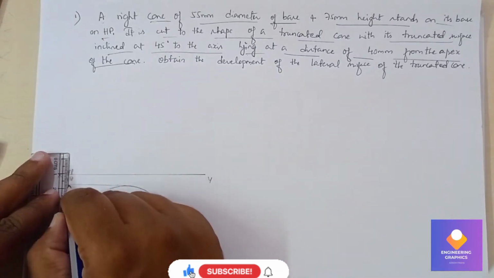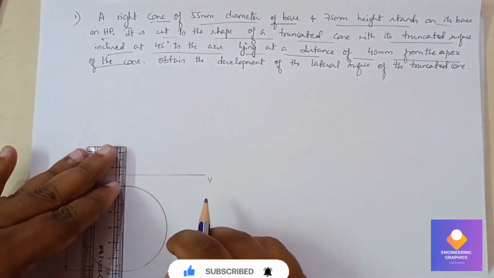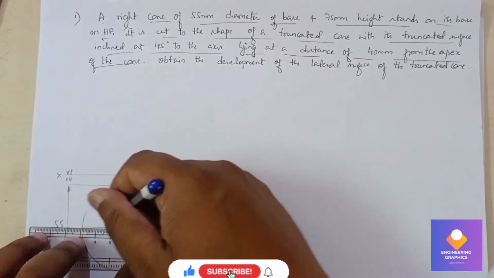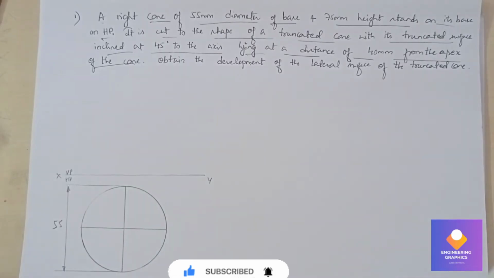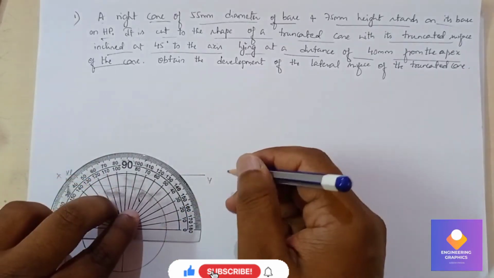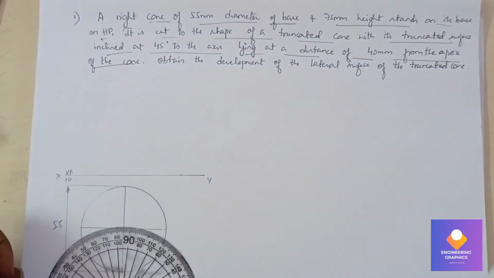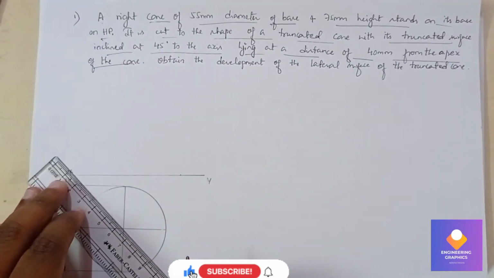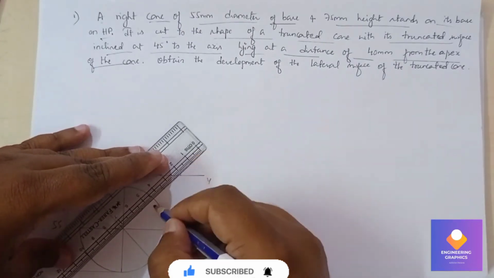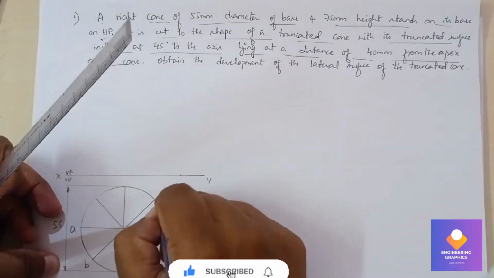After showing the dimension, we are going to divide the circle into 8 equal parts. With the help of the scale we can divide the circle into 8 equal parts here. I'll be marking an angle of 45 degree on either side, so 45 degree here and 135 degree here. Then I will extend these lines. You can mention the naming A, B, C, D, E, F, G, H.